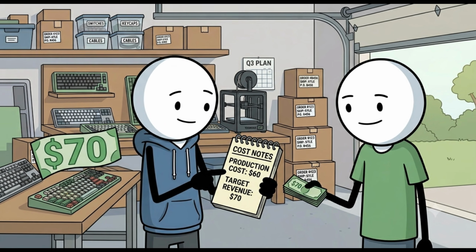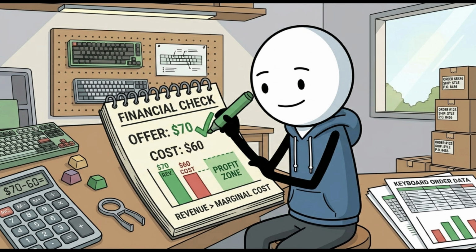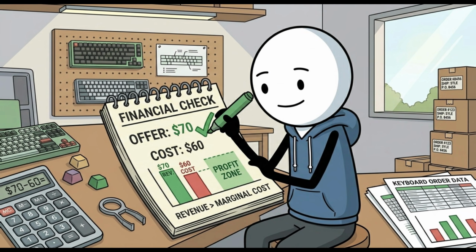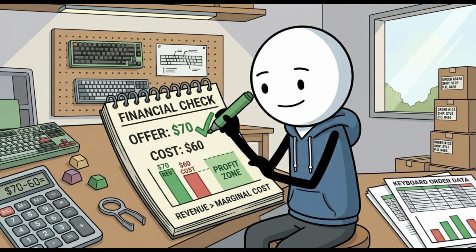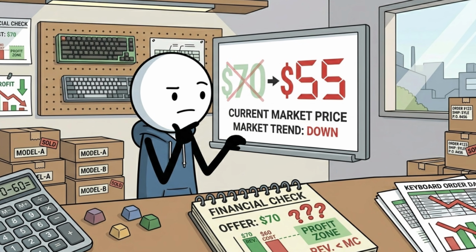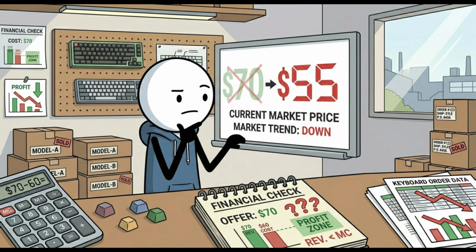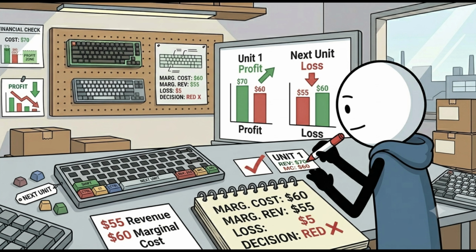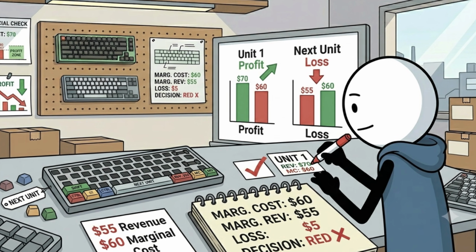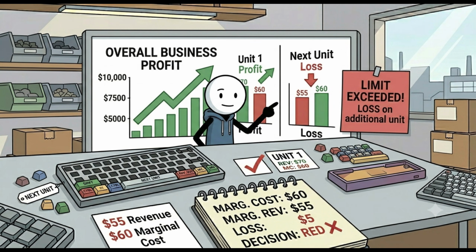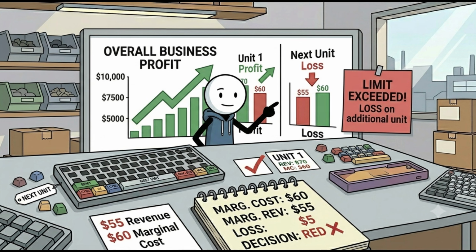Marginal cost is the increase in total cost that arises from an extra unit of production. For John, this isn't about the average price of all the keyboards he has made so far. It's about the specific financial weight of keyboard number 101 compared to keyboard number 100. If John's total cost to produce 100 keyboards is $5,000, and the cost to produce 101 keyboards is $5,060, then his marginal cost for that 101st unit is exactly $60. Understanding this number is the secret to strategic scaling.